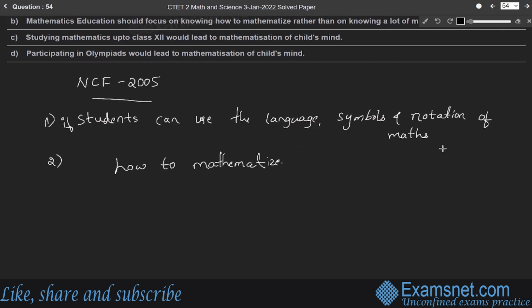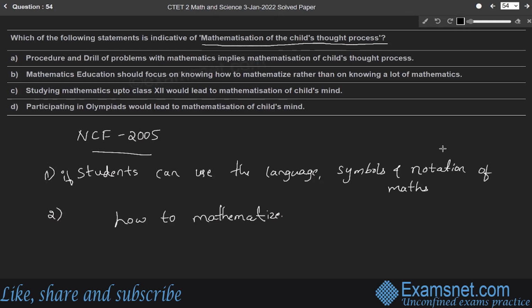So students become confident in using mathematics to analyze and solve problems both in school and in real life situations. Therefore, option B, mathematics education should focus on knowing how to mathematize rather than on knowing a lot of mathematics, is the right answer. Therefore, this statement is indicative of mathematization of the child's thought process.